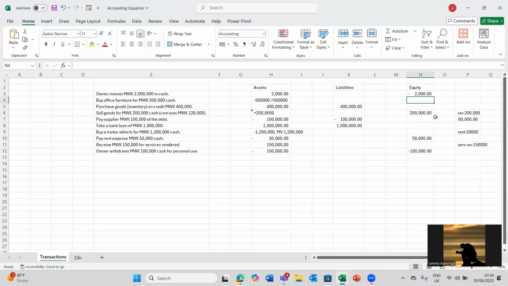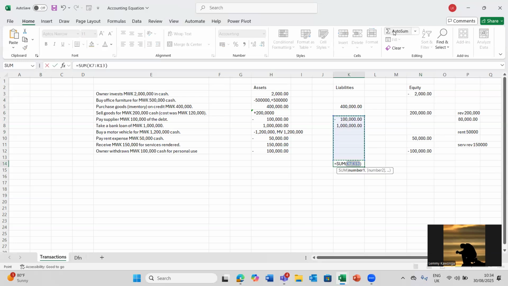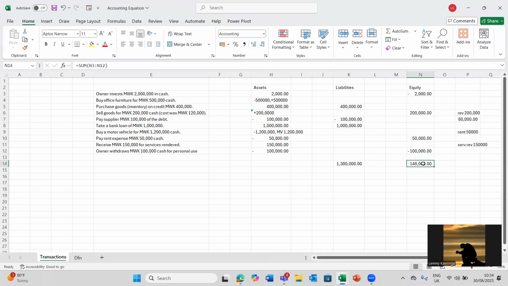So at the end of the day, we should expect total liabilities, if you add them to total equity, should be the same as total assets.